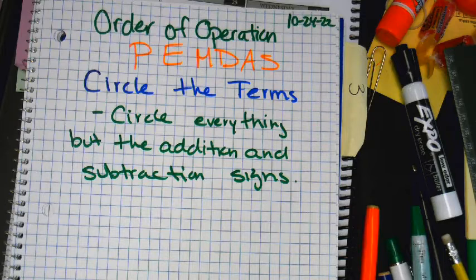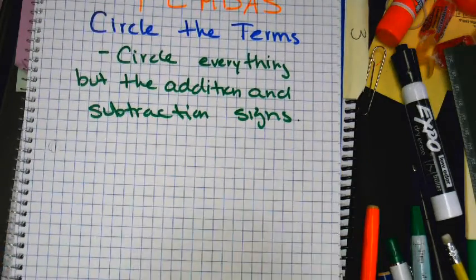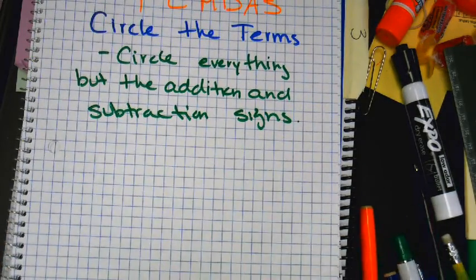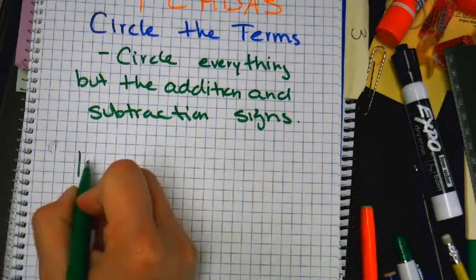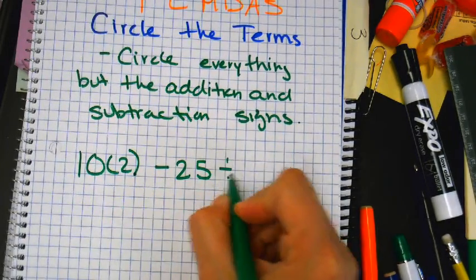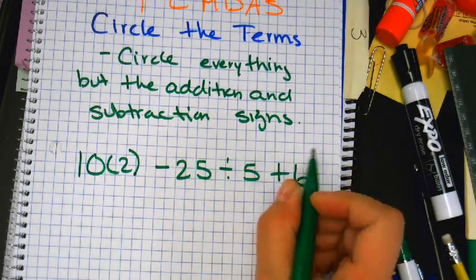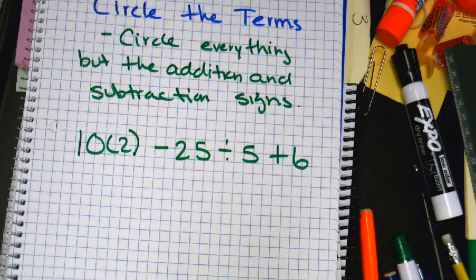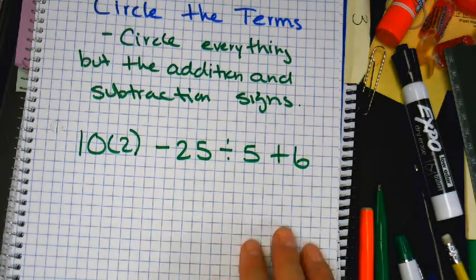Because if we don't follow the correct order of operations, you get a different answer and it's a wrong answer. So mathematicians, thousands of years ago, developed order of operations so that everyone got the same answer. Okay, so here we go. It's pretty easy today. Basic math. 10 times 2 minus 25 divided by 5 plus 6. All right, write it down first. Let's write it down. It's a long problem.